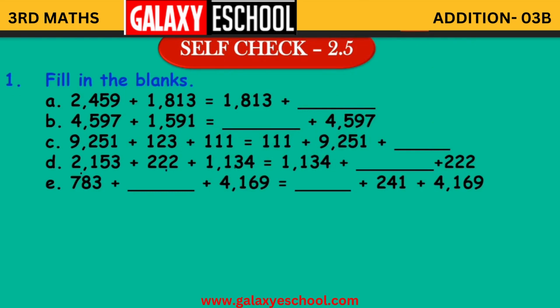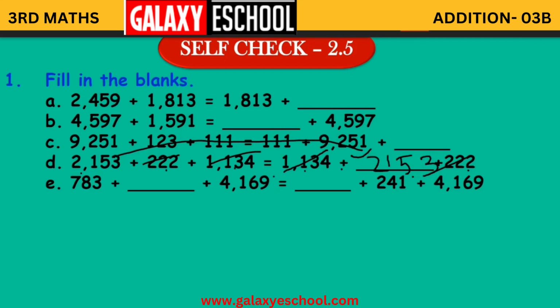2115 plus 222 plus 1134 is equal to 1134 plus dash plus 222. Again, 1134 on both sides. We have 222 as well. The number missing is 2115. Write it in the blank here. Yes, that will be it.